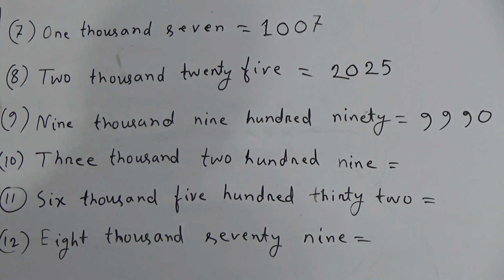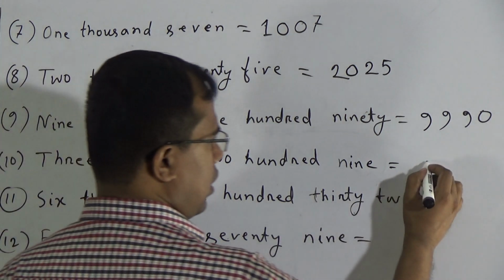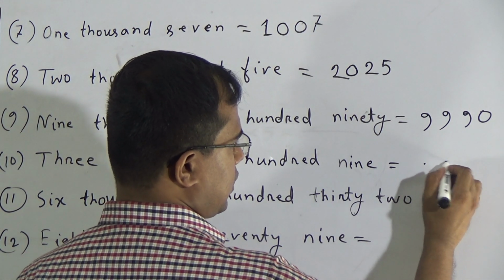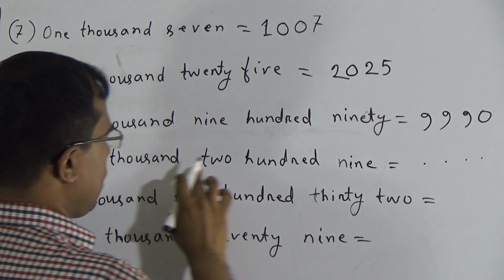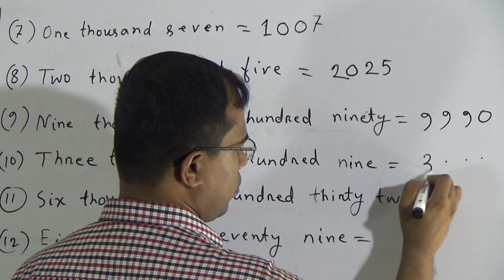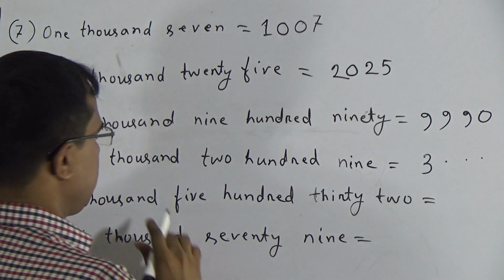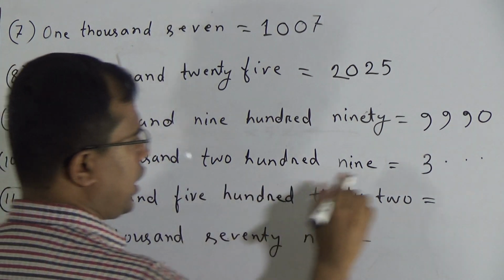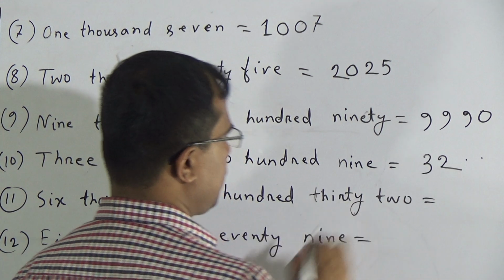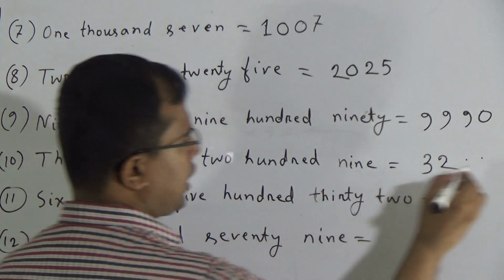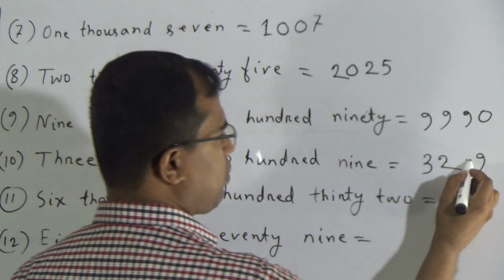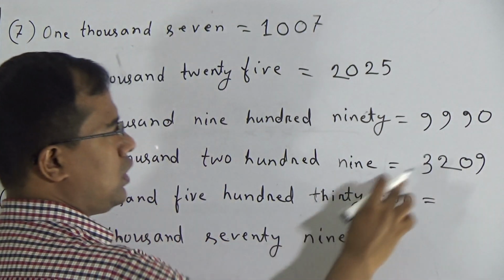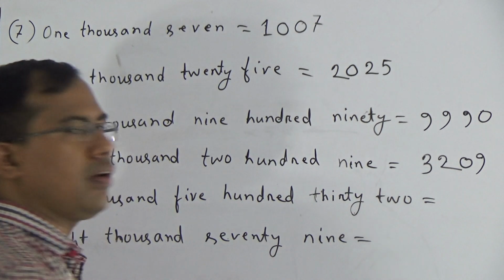Now number 10: 3,209. 3,000. Total 4 places: thousands place, hundreds place, tens place, ones place. And now 3,000, that means in the thousands place we will write 3. Now 200, in the hundreds place we will write 2. Then 9, that means in the ones place we will write 9. Here the tens place is blank, and in this blank place we will write 0. This is 3,209.